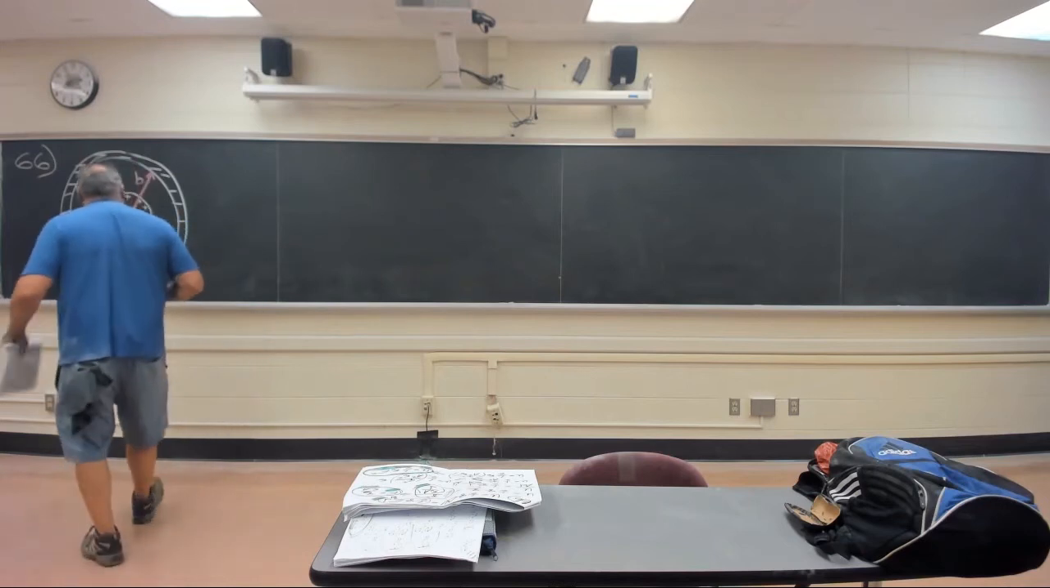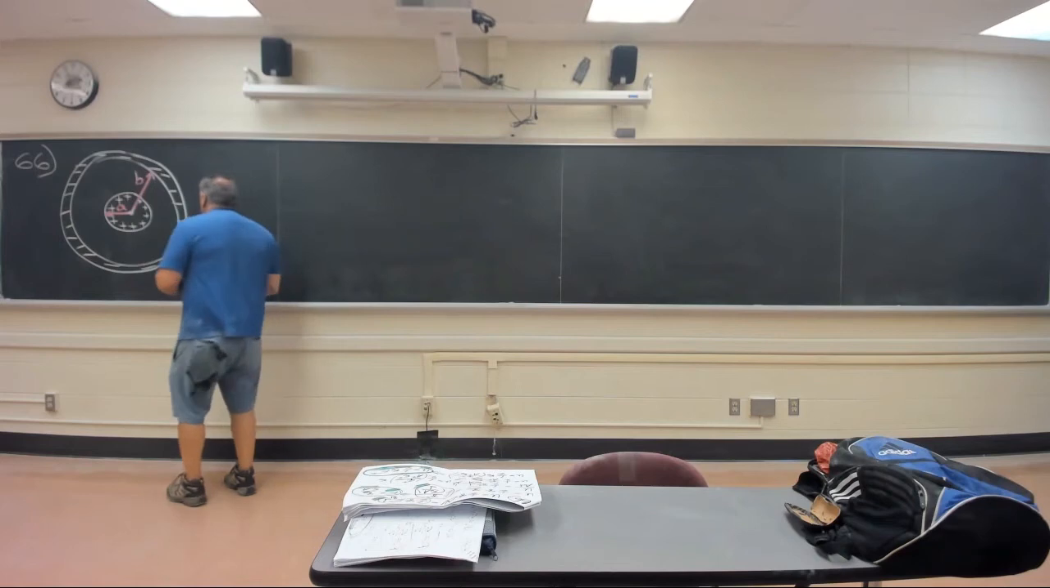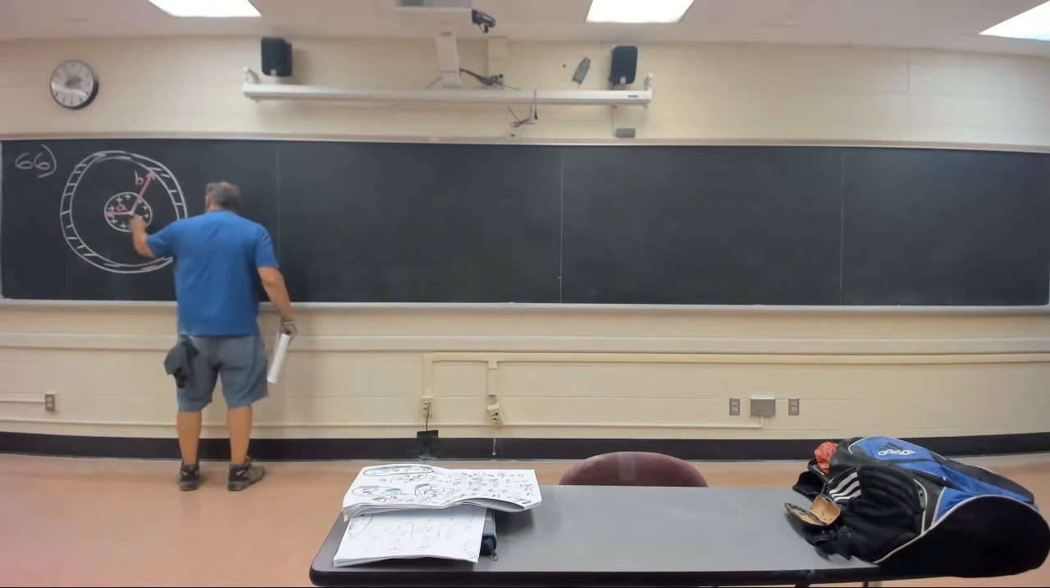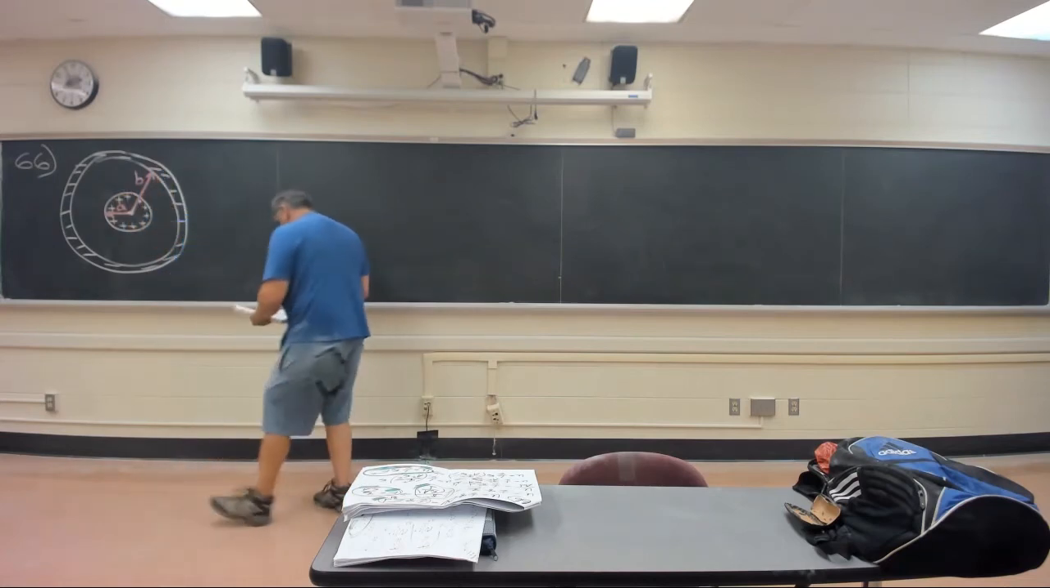They look more like spokes than negative signs, guys, but these are negative signs. Total charge on the inside is positive Q. Total charge on the outside is negative Q.